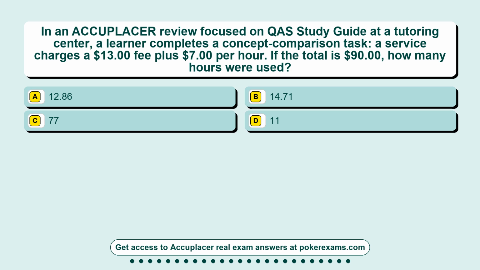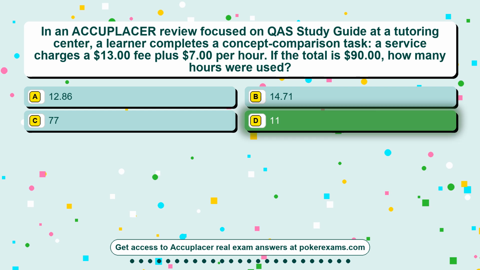Question 3. In an ACCUPLACER review focused on QAS Study Guide at a tutoring center, a learner completes a concept-comparison task. A service charges a $13 fee plus $7 per hour. If the total is $90, how many hours were used? Option A, 12.86. Option B, 14.71. Option C, 77. Option D, 11. The correct answer is option D, 11.